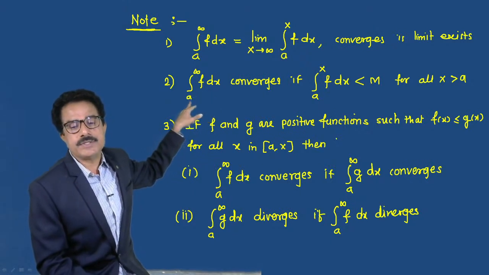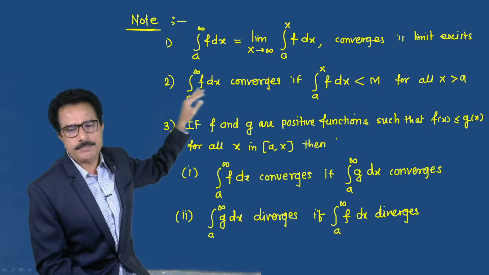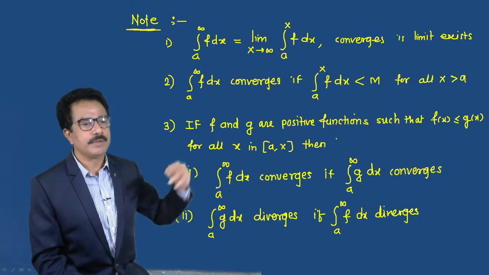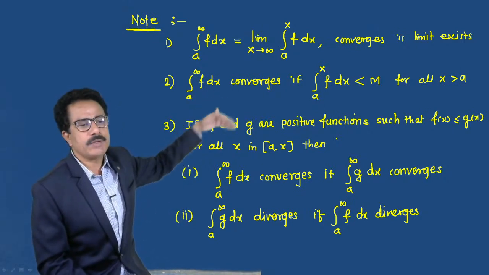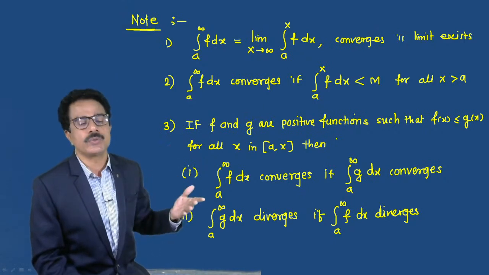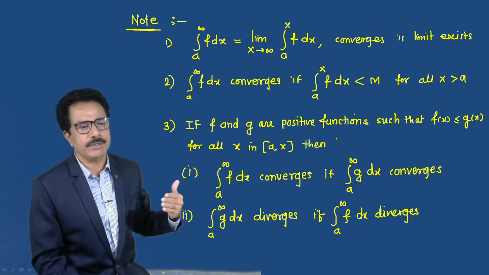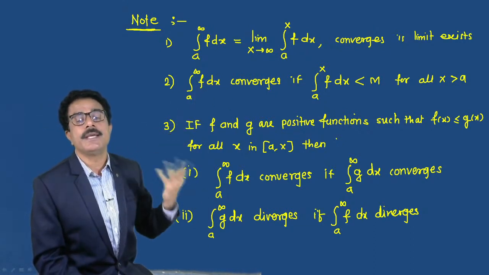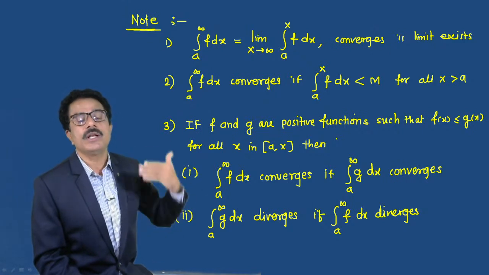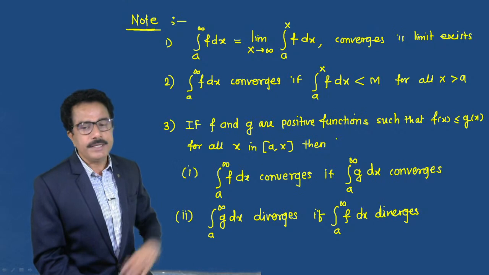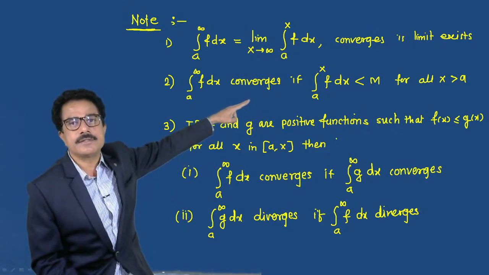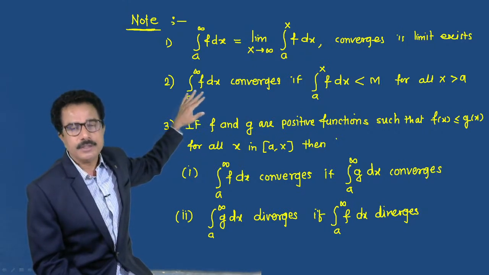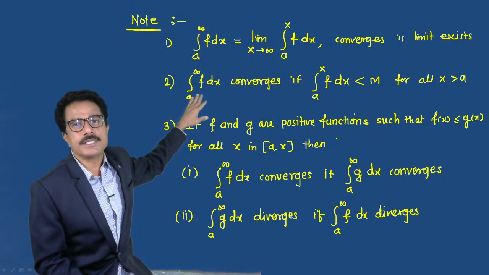The integral from a to infinity of f dx converges if the integral from a to X of f dx, where capital X tends to infinity, is less than M, where M is a positive real number for all x greater than a. If this integral is less than some real number, then we can say that the given improper integral is convergent. This is the theorem of convergence at infinity.